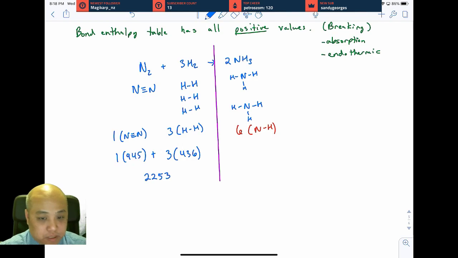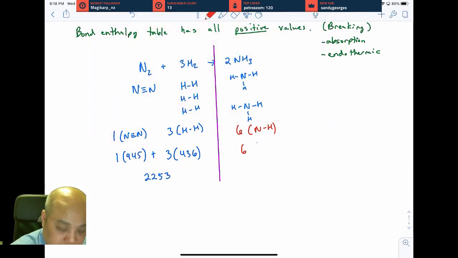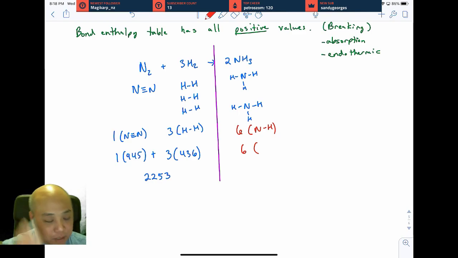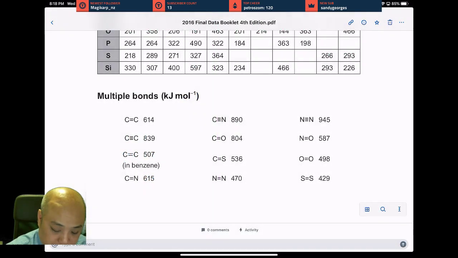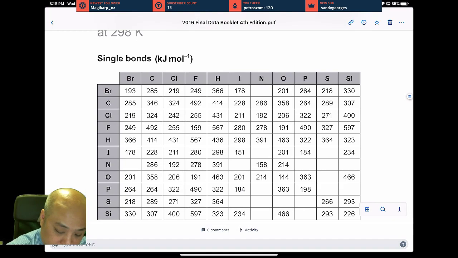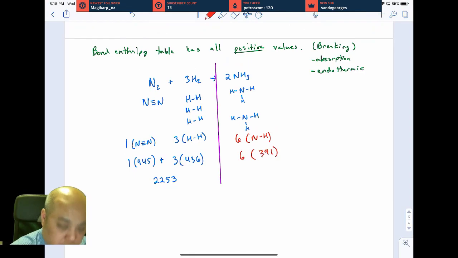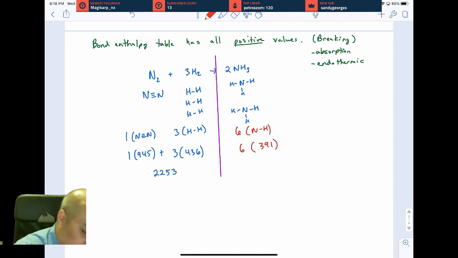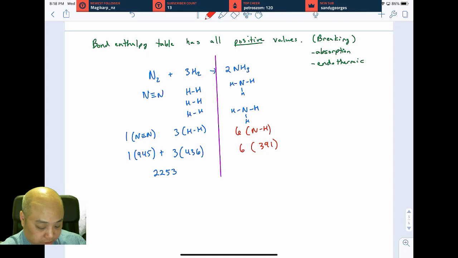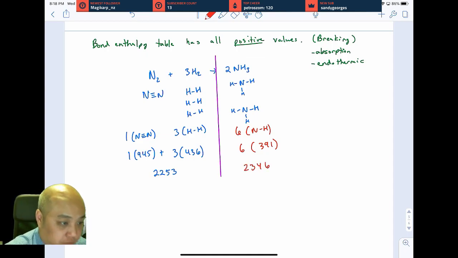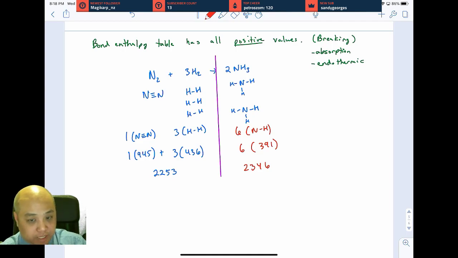So on the product side, you have 6 N-H bonds. So you look it up here, and you say, well, N-H is 391. So this is 391 kilojoules per each bond. So 6 times 391 is 2,346.